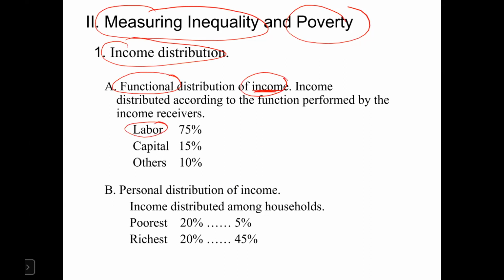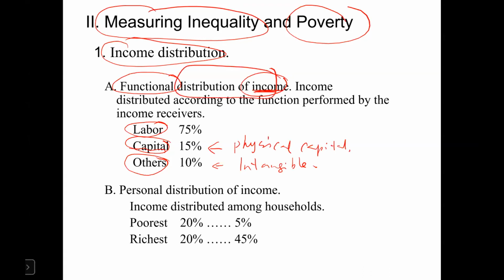Some of the income goes to labor. Some of the income goes to capital. And some of the income goes to others, including maybe land, including maybe intellectual property. Here, capital typically means physical capital, and others may be intangible. Think about intellectual properties. So here we are going to look at the distribution of income through functions.